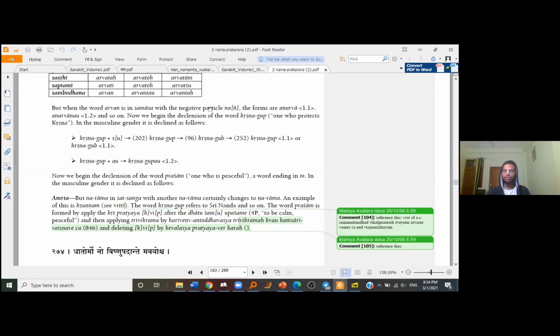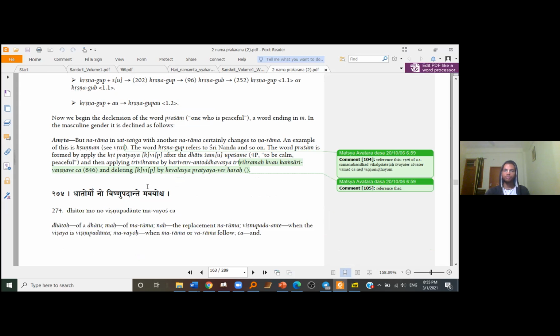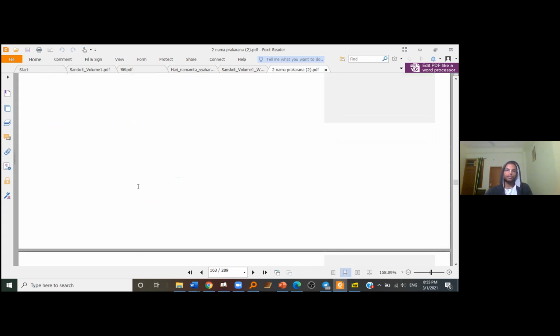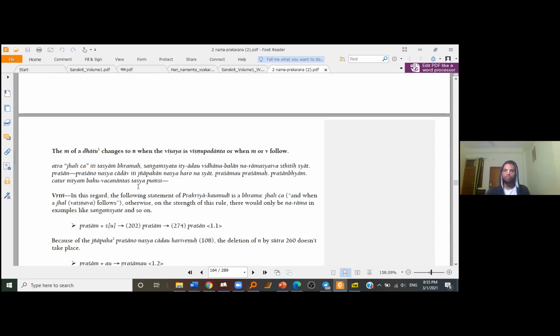So please take note that Jiva Goswami is still following the sequence of the letters here. He started from the very beginning, and now he did pa, pha, ba, bha, and now he has come to ma. So in the masculine gender, the word prasham is declined as follows. Dhatur mono Vishnu padante ma vayoscha. The ma of a dhatu. I already said that sham is a dhatu. The ma of a dhatu changes to na when the vishaya is Vishnu padanta or when ma or va follow.